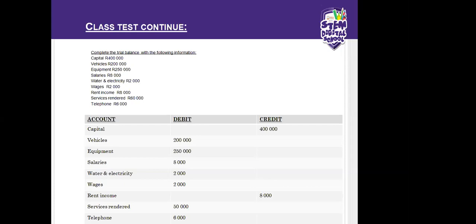Salaries, 8,000 Rand, debit side. Why? We need to pay the salaries. Salaries is an expense. Expense is always on the debit side. The same with water and electricity, 2,000 Rand, debit column, because water and electricity is an expense. Expenses must be on the debit side. And so also the same with wages, 2,000 Rand, debit side, because wages is an expense. Rent income must be on the credit side, the 8,000 Rand. Why? Because rent income is an income, and income is always on the credit side.